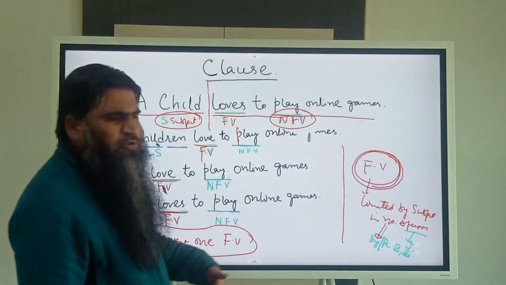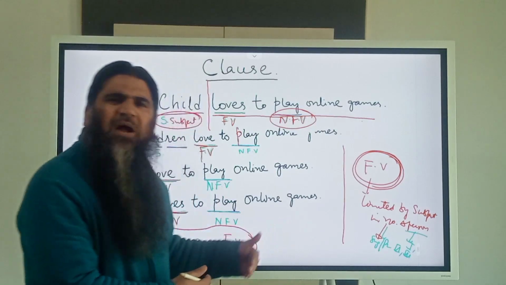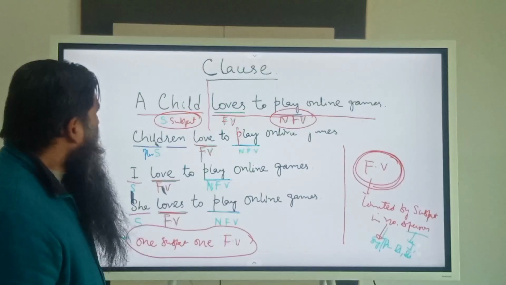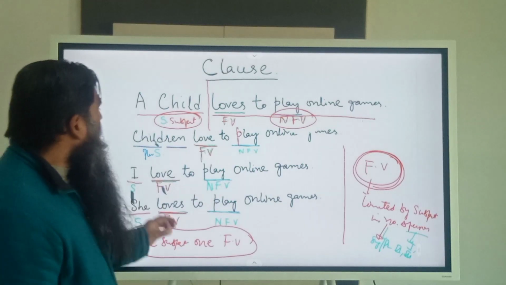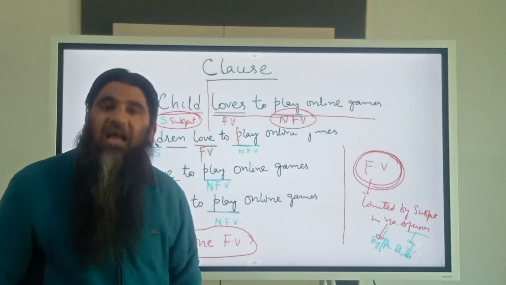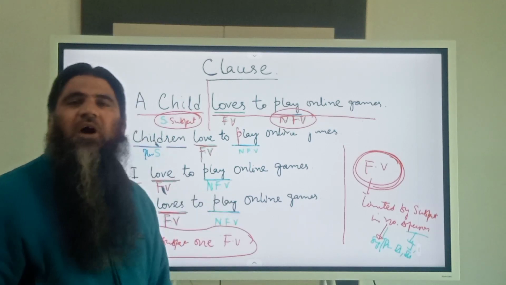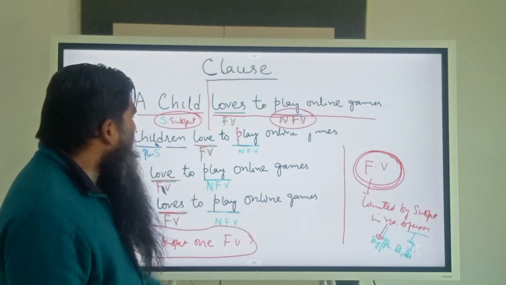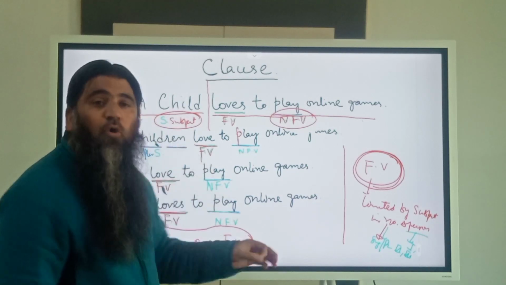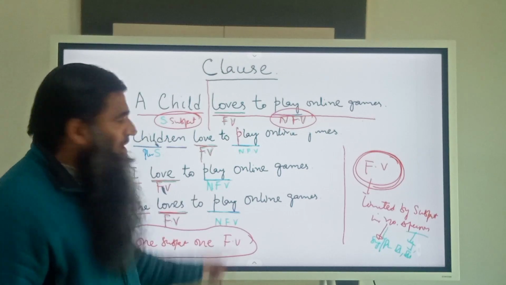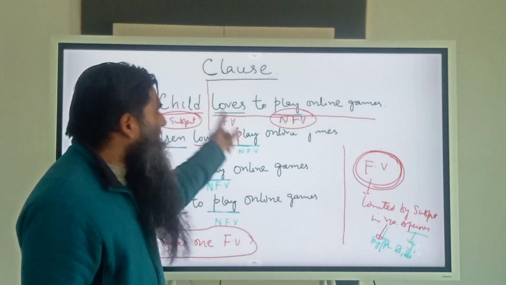So we don't have to discuss non-finite verbs in detail here. In this part, I would like to tell you only this thing: what is a clause now? In all these sentences we find that we have only one subject and only one finite verb, in all these 4 sentences. We have only one subject and only one finite verb.